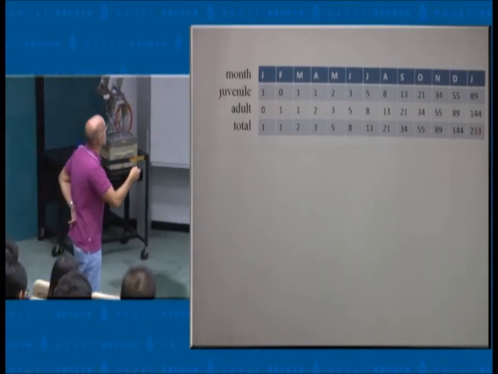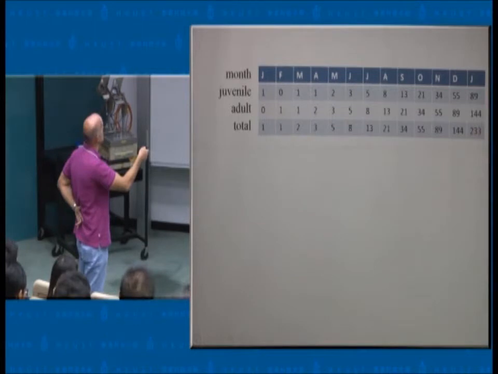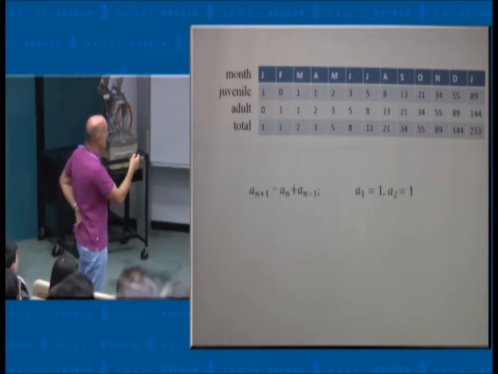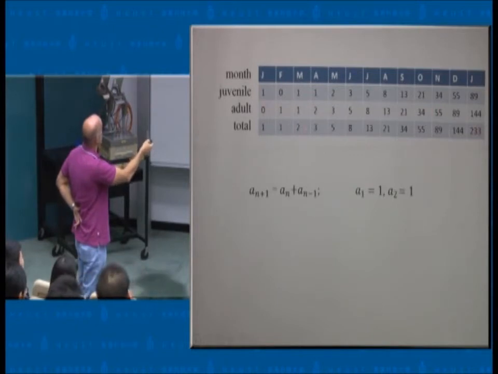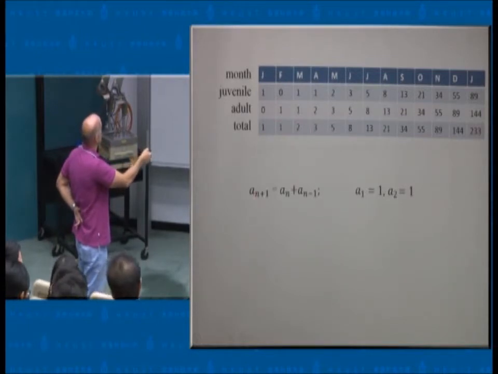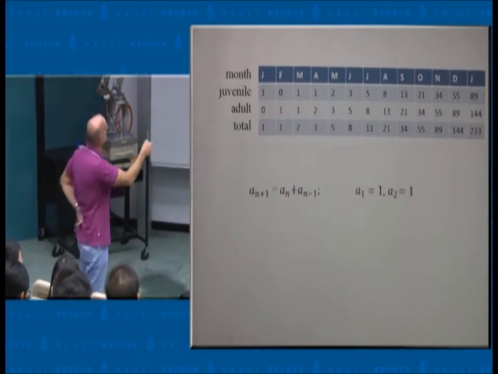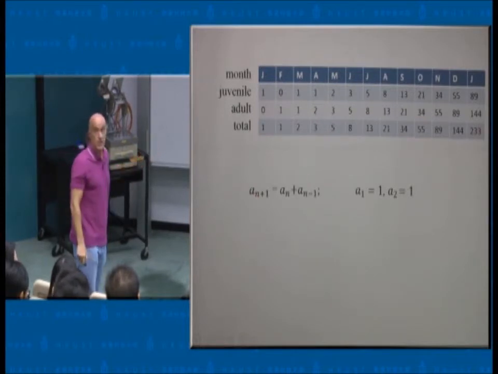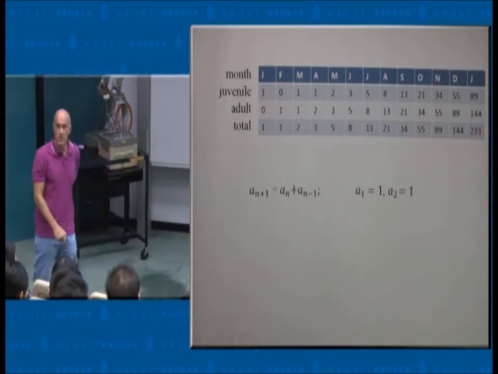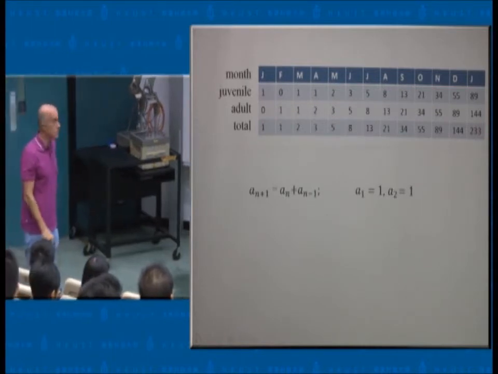Okay? We can write down the mathematics. So if these are the A numbers, starting with A1, A2, A3, A4, then a n plus 1 comes from a n plus a n minus 1, right? A 5 comes from a 4 plus a 3. So that's the mathematical expression of the Fibonacci sequence.